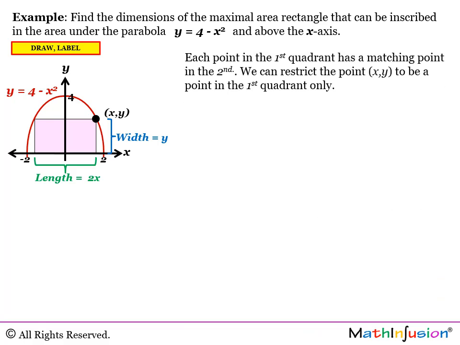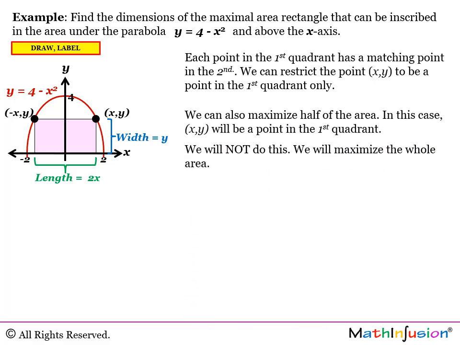So each point in the first quadrant has a matching point in the second quadrant. So we can restrict the point (x, y) to be only in the first quadrant. Look at the picture, this point (x, y) also has a matching point in the other quadrant, that if you take this point, then you can inscribe a rectangle via this point. This point is (negative x, y) if the other is (x, y). So there is no need to do this problem like that. I really want to restrict the domain. It's going to help me a lot. It is enough to pick a point in the first quadrant only.